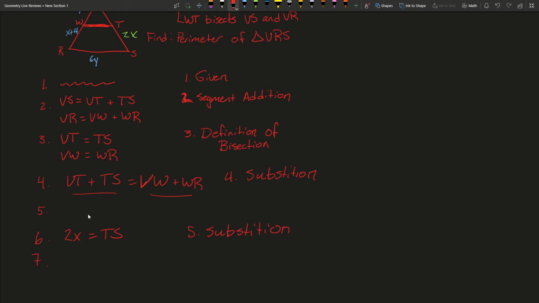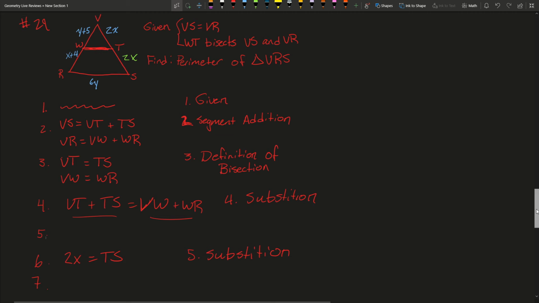Because of step 4, we know that each of these smaller parts are equal to each other. I'm going to skip explaining all of that, but because of the definition of bisection and step 4, we know that each of these segments are equal to one another. So VW is equal to VT is equal to TS is equal to WR.